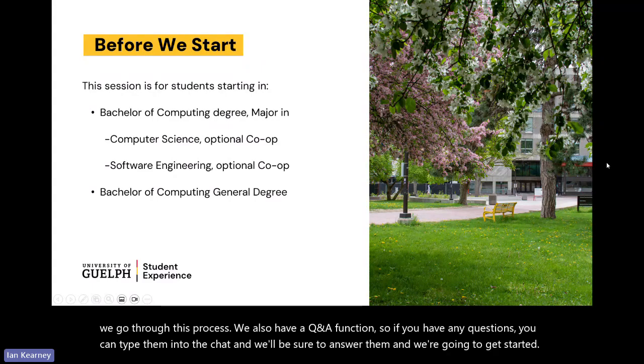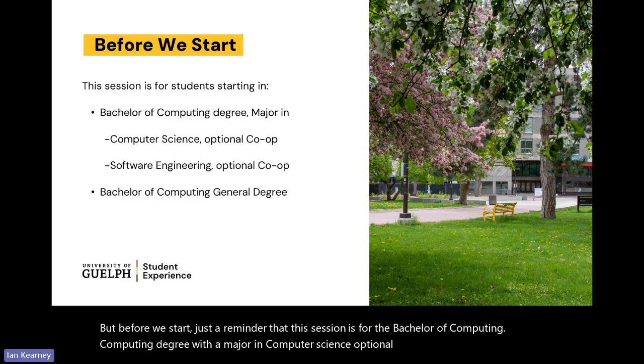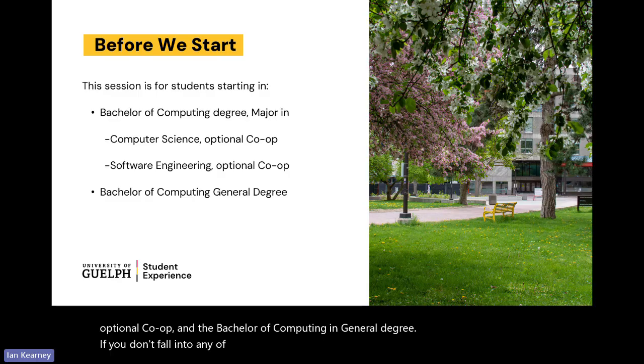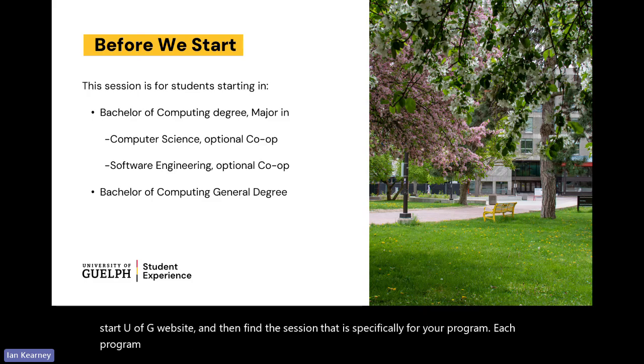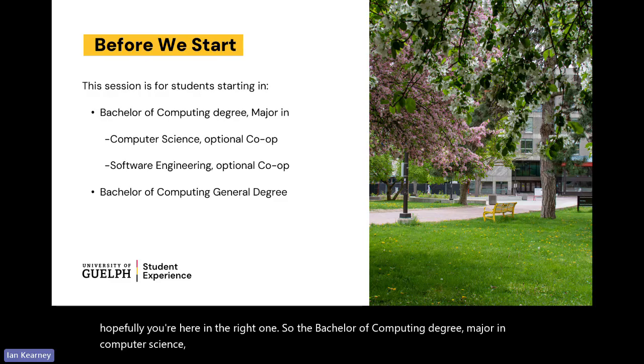Before we start, just a reminder that this session is for the Bachelor of Computing degree with a major in computer science, optional co-op, software engineering, optional co-op, and the Bachelor of Computing general degree. If you don't fall into any of those categories, it's okay. We recommend that you log off, go to the Start U of G website, and find the session that is specifically for your program. Each program has some different pieces, and we don't want to give you the wrong information. So hopefully you're here in the right one.